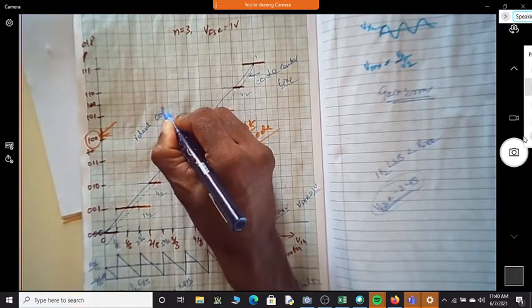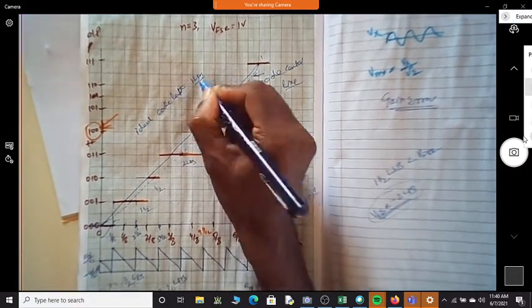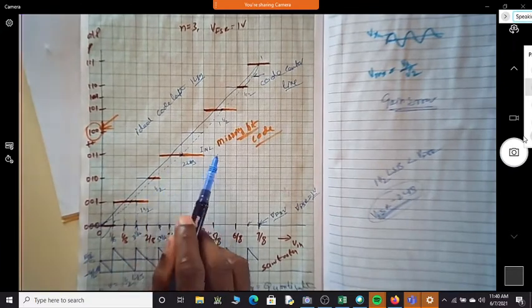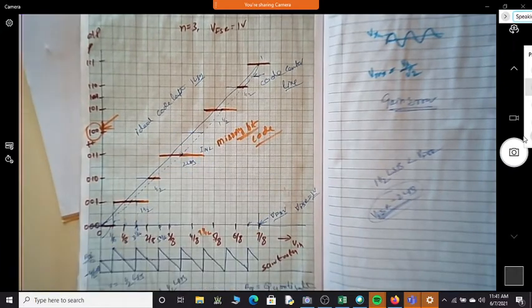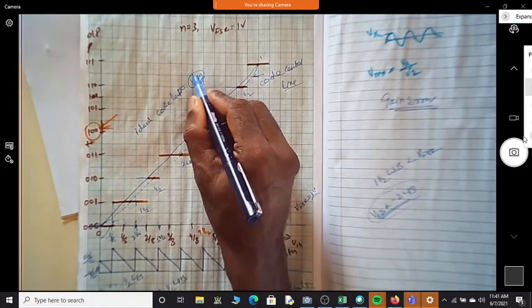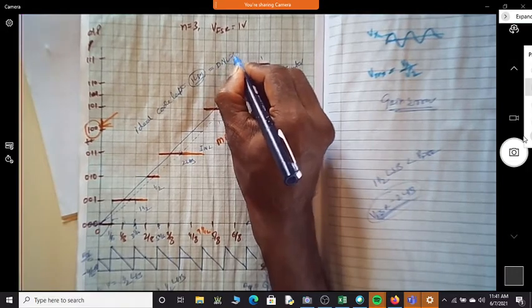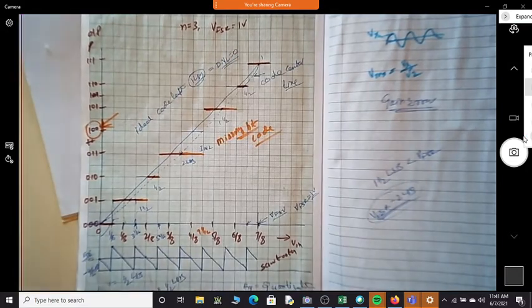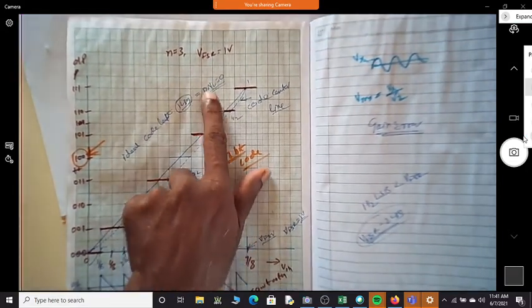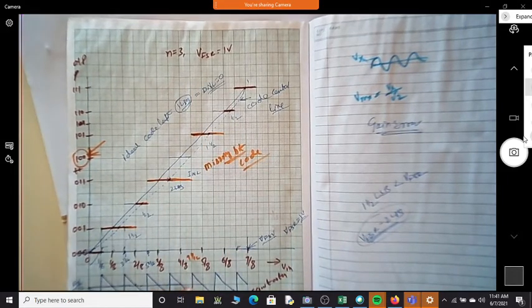Ideally, the code length is 1 LSB. Typically, it may be other than 1 LSB. Suppose the code length is 1 LSB, then I will say DNL is 0. Yes, sir, DNL is equal to 0 if the code length is 1 LSB.